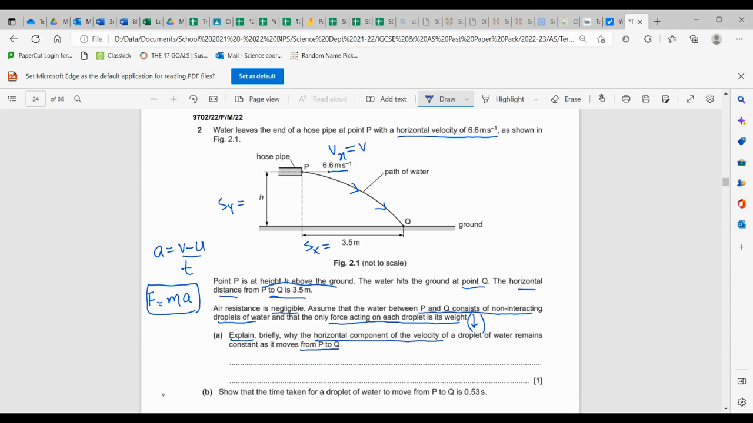Now, if you look at the situation of these droplets of water, as they travel from point P to Q, they have only one force acting on them, which is a vertical force. There is no horizontal force acting on these droplets, which means there will be no horizontal acceleration. As a result, the change in horizontal velocity will also be zero, which means the horizontal velocity will also remain constant. So now let's put it into words.